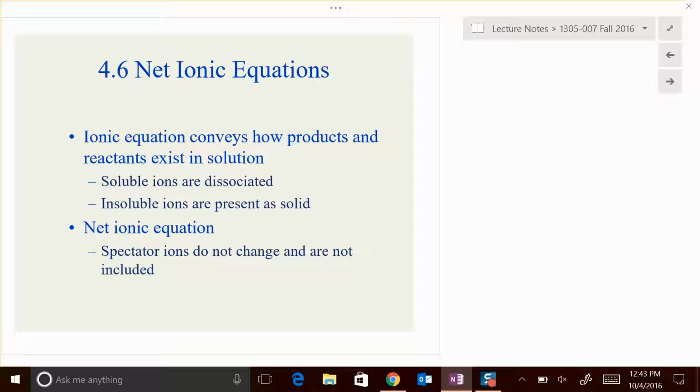Okay? So the ionic equation is the thing that conveys what the ions are. What are the ions in the solution? The net ionic equation eliminates what we call the spectator ions and only leaves the reaction that is actually occurring. Okay? So that's what the net ionic equation is.